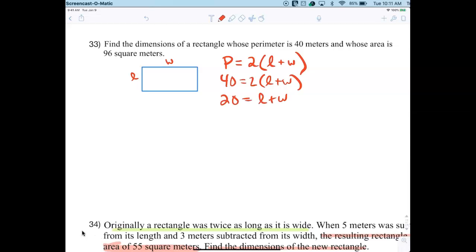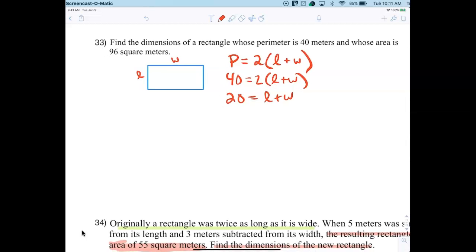So now most of the kids that I know just do this by guessing and checking. If the length and width have to add up to 20, and the area is 96, the area formula is length times width. So 96 is equal to L times W. Does everybody agree with that? Everybody agree? So I want someone to tell me real quickly, what two numbers add together to make 20 and multiply together to get 96?